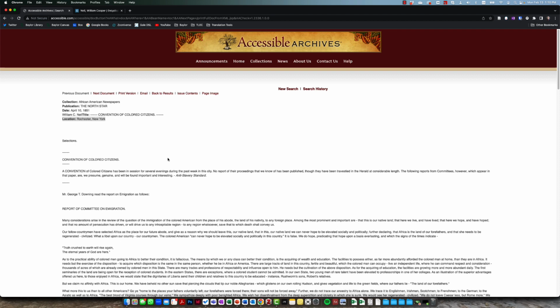Now, chances are you aren't in a place where you can get a copy of the North Star from 1851. So what's the next best thing? If we can't get the actual physical newspaper in our hands, what might be the next best thing? Well, the next best thing would be a sort of image of the physical newspaper. And that Accessible Archives provides.